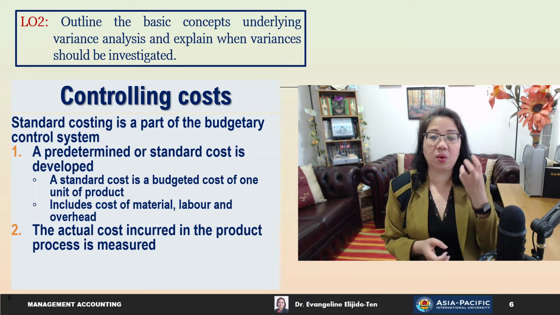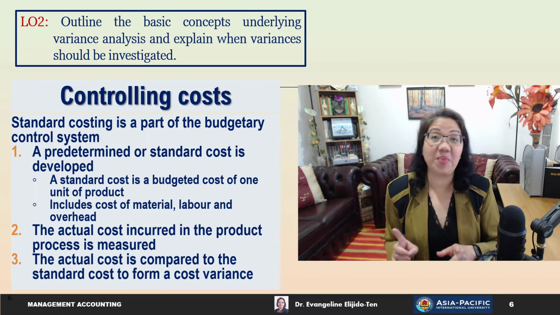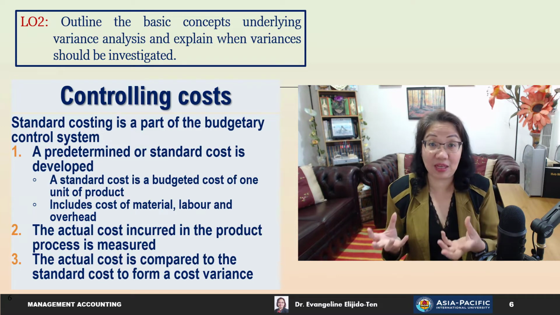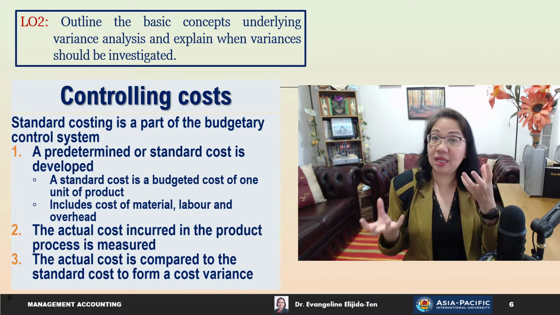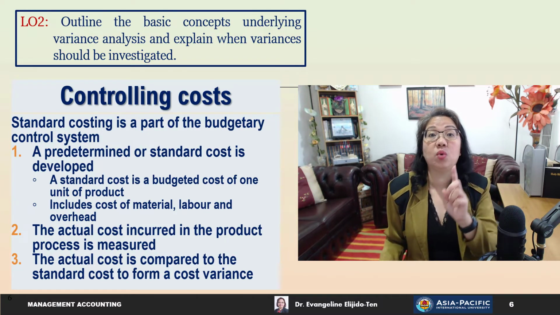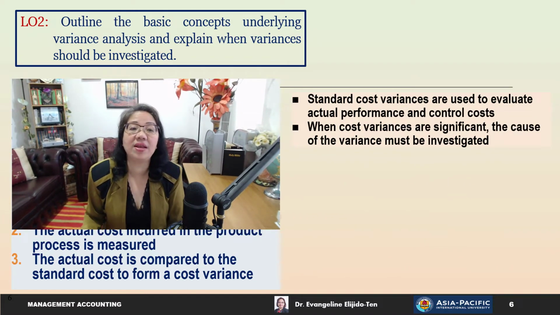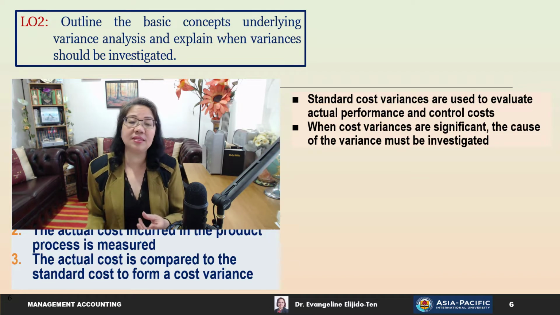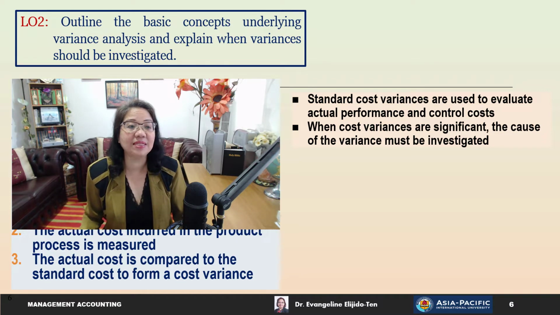So once we know the actual cost and the standard cost, then we can compare these two figures, and that would show us whether there is a difference between the actual versus the standard costs. The difference between these two costs is what we call the cost variance. Standard cost variances are used to evaluate actual performance and to control the costs. So when cost variances are significant, the cause of the variance must be investigated.